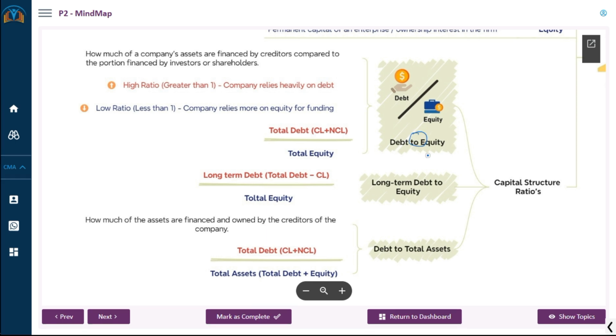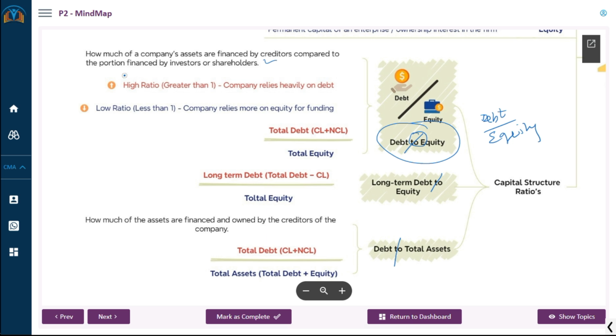So it is like, 2 means debt by equity, 2 means divide, long term debt divide, debt divide. So easily you can remember these three ratios. So what is the debt to equity ratio? It shows how much of a company's assets are financed by creditors compared to the portion financed by investors or shareholders.